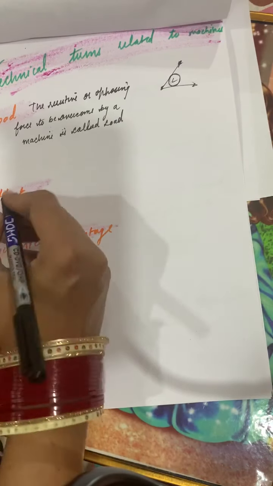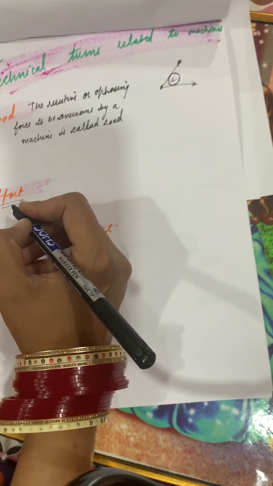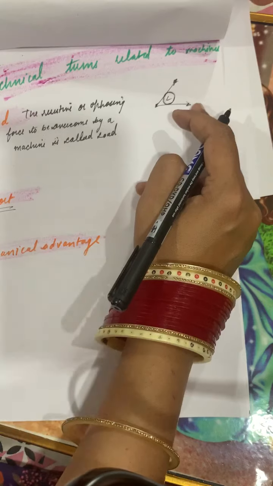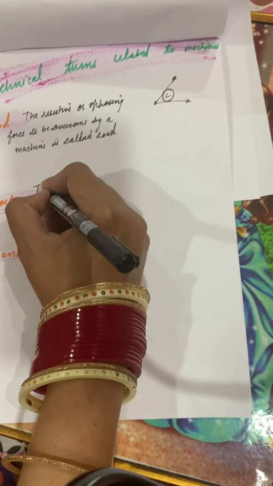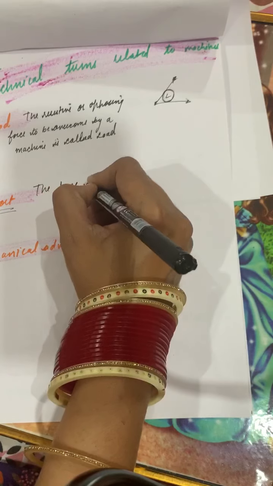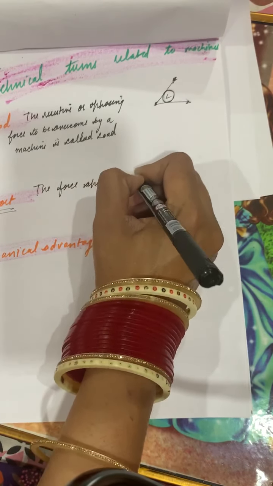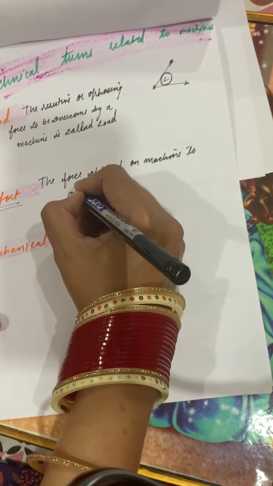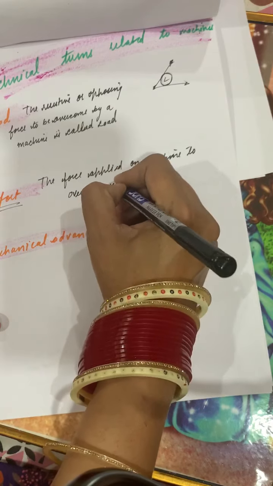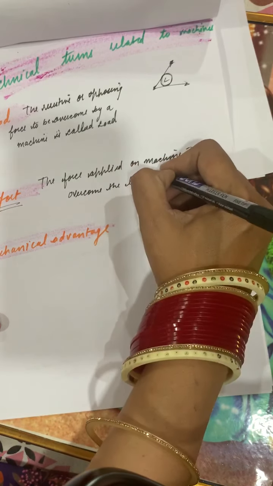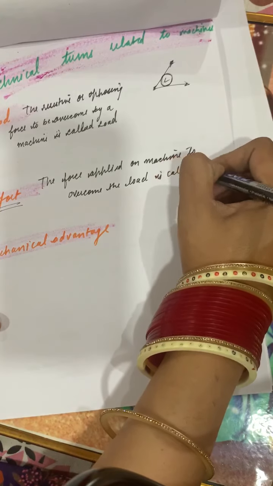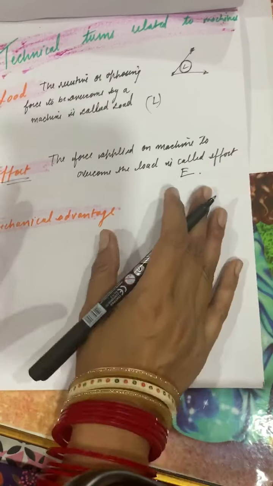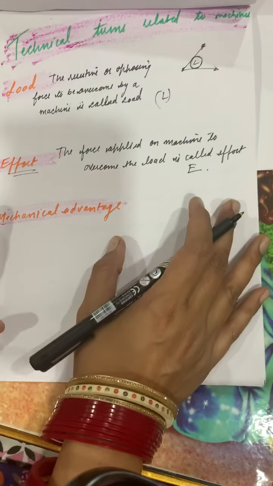Now effort, the force that we apply. If I am applying force on the handles of this device, then that is my effort. The force applied on a machine to overcome the load is called effort. Normally it is denoted with E. Again this is a force, so the SI unit of effort will be Newton.